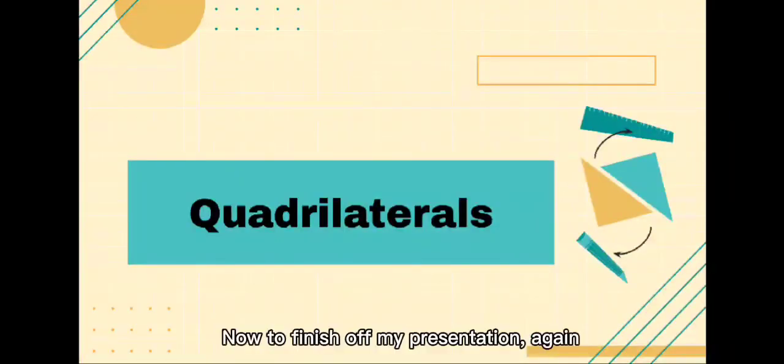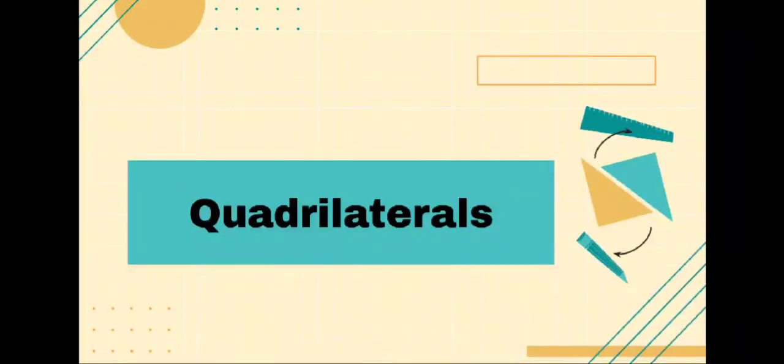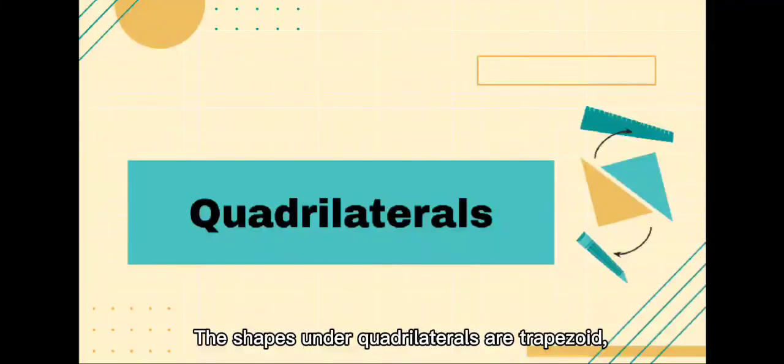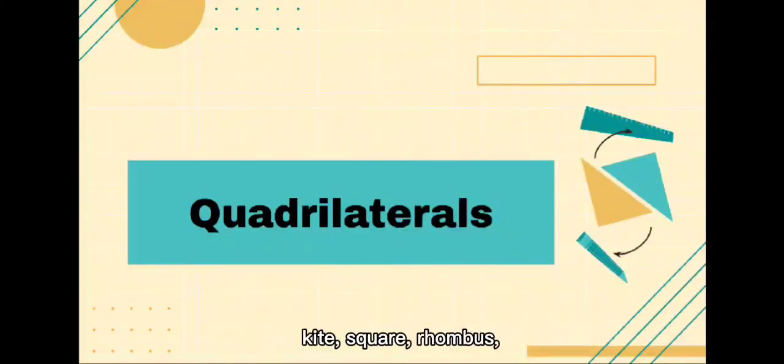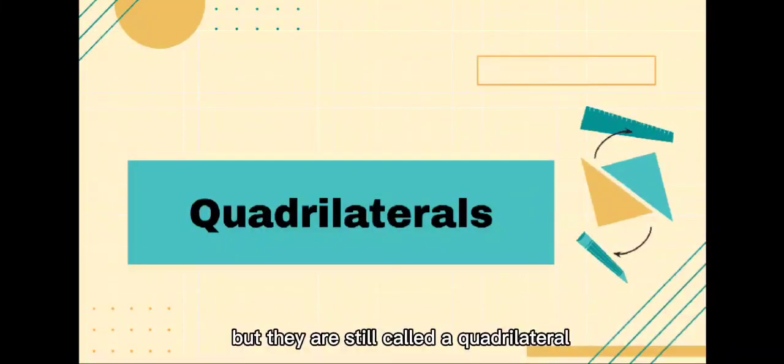Now, to finish off my presentation, again, quadrilaterals are shapes that have 4 straight sides. The shapes under quadrilaterals are trapezoid, kite, square, rhombus, rectangle, and parallelogram. Square, rhombus, and rectangle are special types of parallelogram because they have 2 pairs of parallel sides, but they are still called quadrilaterals because they have 4 straight sides.